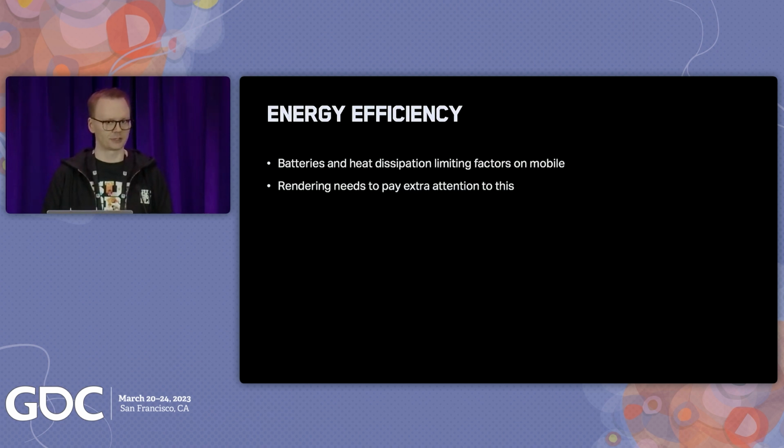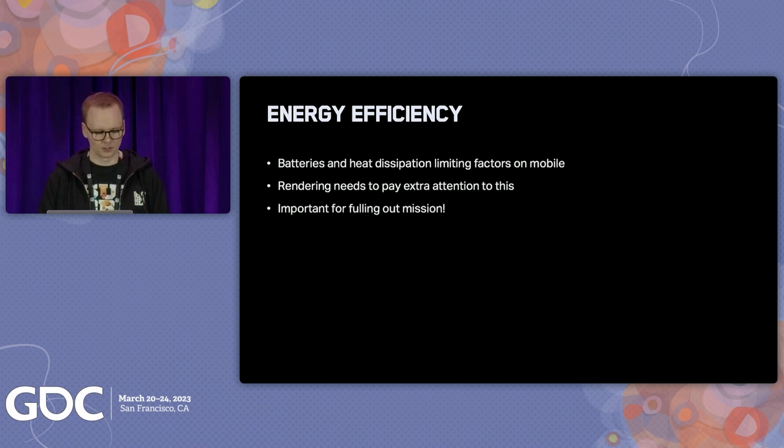Rendering needs to pay extra attention to this because a lot of the rendering code tends to be on the hot path. And this is really important to fulfill our mission, because we need to be efficient even on these lower end devices. We need to allow our players to play our games as long as possible, so taking into account the batteries and basically gaming comfort as well.